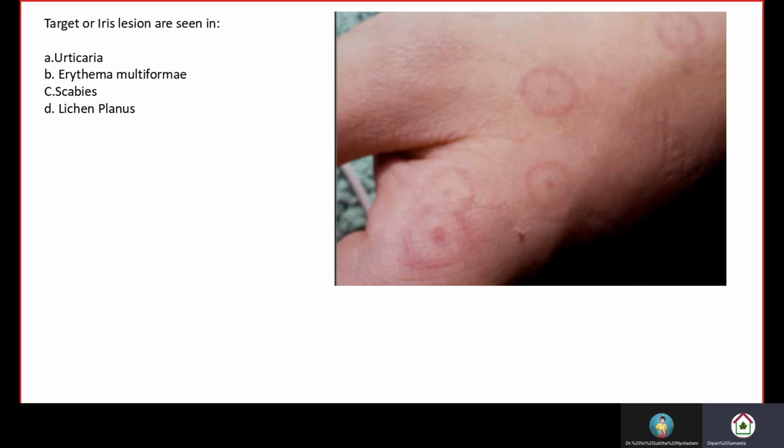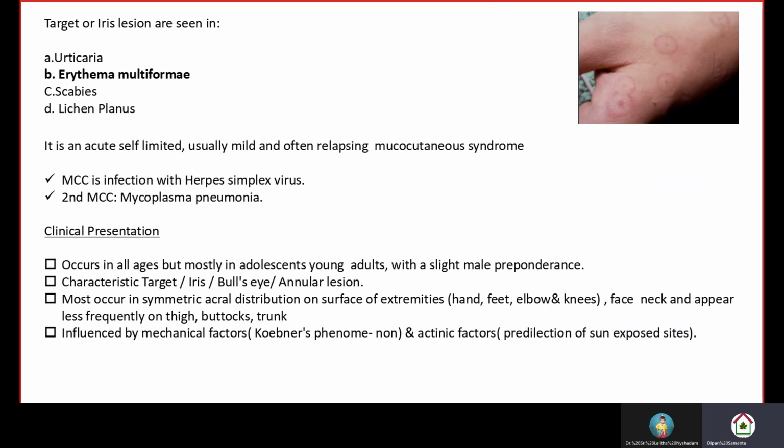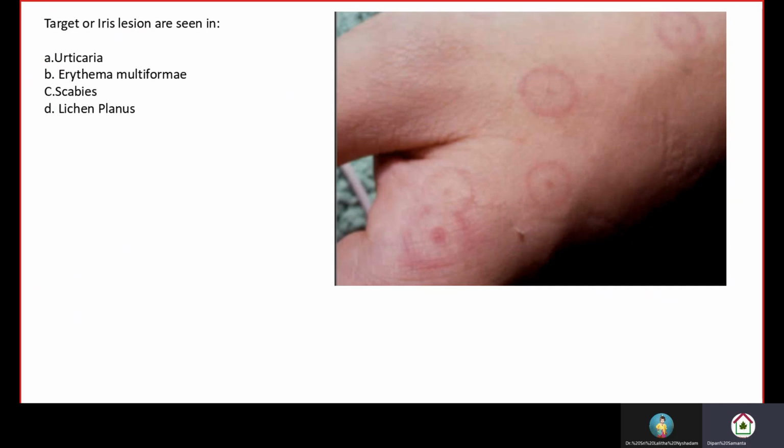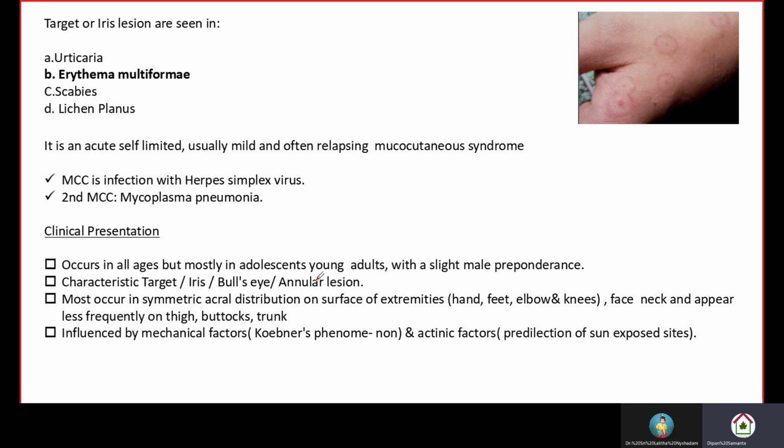Okay, next question. Target or iris lesion are seen in urticaria, erythema multiforme, scabies, lichen planus. And the answer will be erythema multiforme. So you need to remember this target lesion. You see, it's like the target lesion. This is called target lesion or iris lesion.